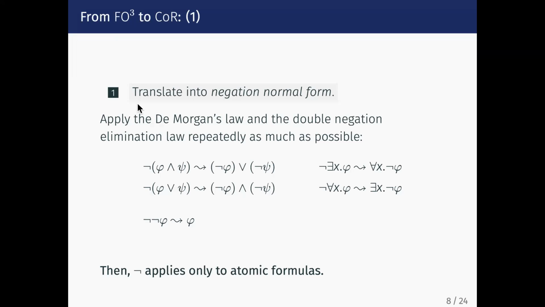For the first step, by using De Morgan's law and the double negation elimination law repeatedly as much as possible, we push the logical not symbol deeper into the formula, like by using these rewriting rules. Then logical not applies only to atomic formulas.